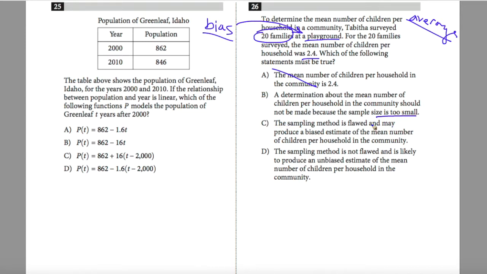Sampling method is flawed and may produce a biased estimate of the mean number of children per household. Yes, this is very, very true because she went to a playground to conduct a survey when asking the average number of children per household. If she would have gone door to door, that would have been far more representative. And this one says the sampling method is not flawed, which it is. So C will be the best answer to number 26.